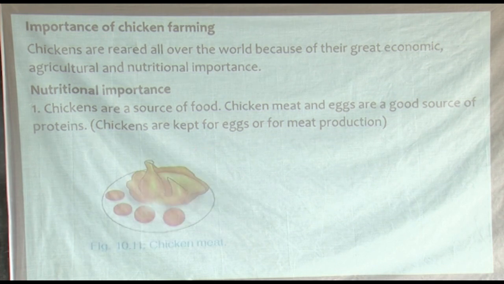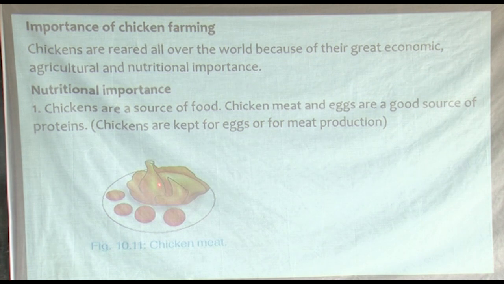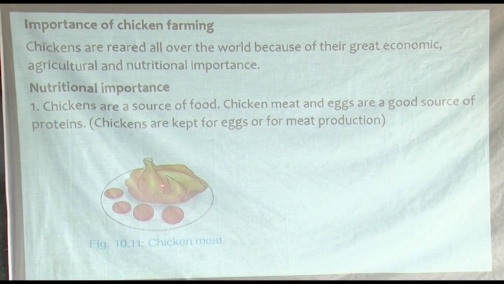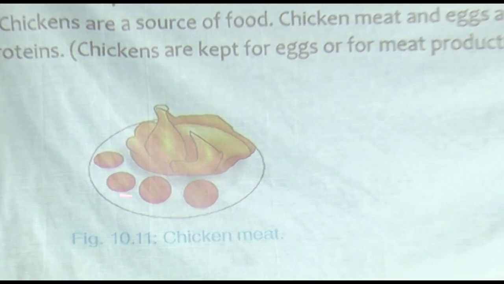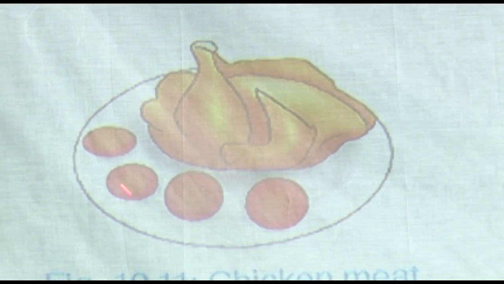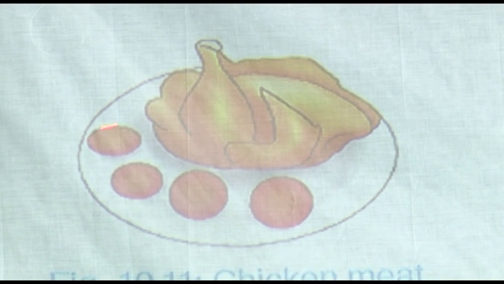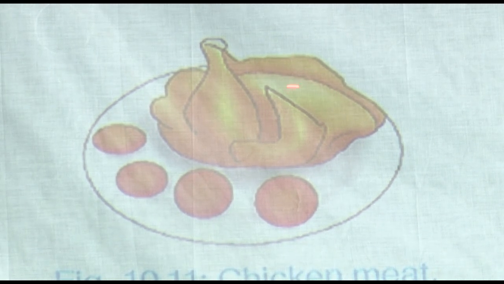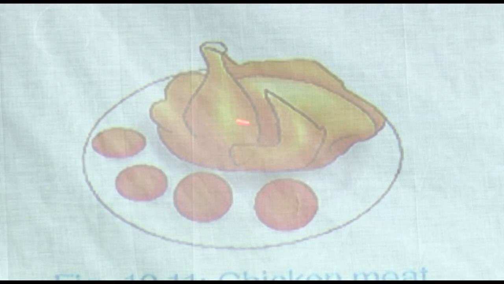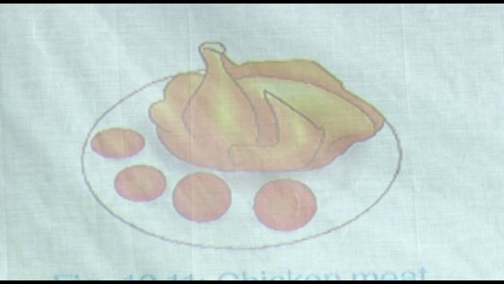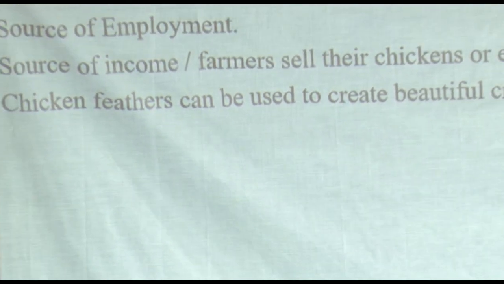Yes, we can see here. You see, this is meat. Yes, it's good to eat chicken. It's a source of proteins. Look at the eggs also. They are a good source of proteins. Okay, so to get more points, we can say chickens are a good source of meat. The second point, number two, they are a good source of eggs, which we combine and say source of food. This is very important. And then we can move to the second point.